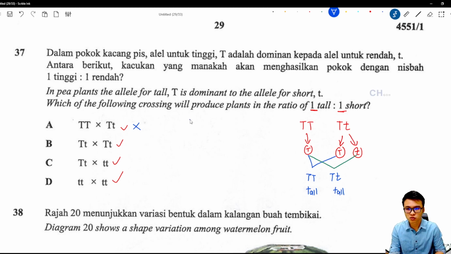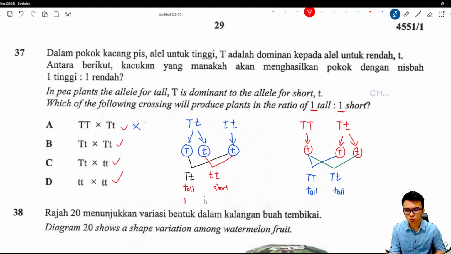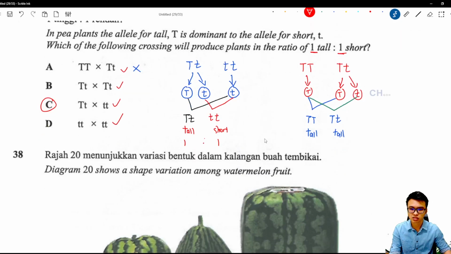So let's try to do the C. You can see big T, small t, and small t, small t. The first can produce two types of gametes, big T and small t, and this one can produce one type of gamete, which is small t. You try to cross them: big T, small t, big T, small t, and then small t, small t. So one tall, one short, a 1:1 ratio. So the answer here should be C for question 37.